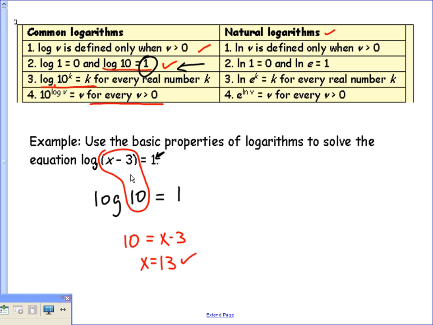Now, if you don't remember that property, but you do remember properties of logarithms, then you could just simply say, okay, 10 raised to the first power is equal to x minus 3. And, of course, that means 10 is equal to x minus 3, and you add 3 to both sides, and you get 13 is equal to x again.